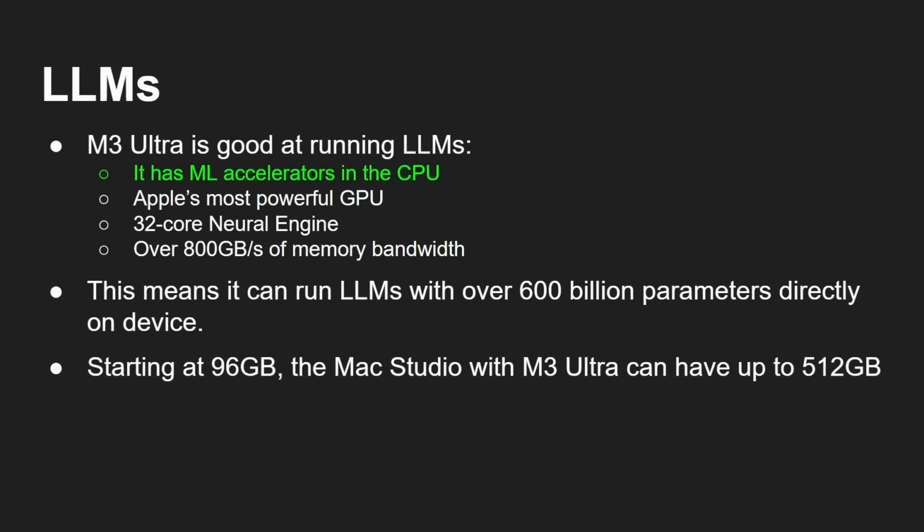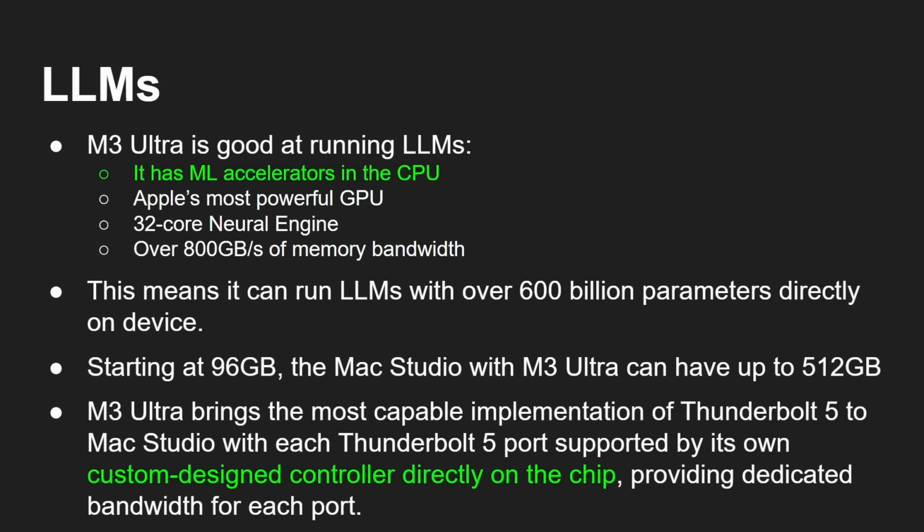Of course, you need the memory to do that. The base Mac Studio has 96 gigabytes of memory, which wouldn't be enough for that 600 billion parameter model, even with quantization. But you can configure up to 512 gigabytes. Can you believe that? A desktop machine that you can have at home with 512 gigabytes. Not going to be cheap, but wow, that is absolutely amazing.